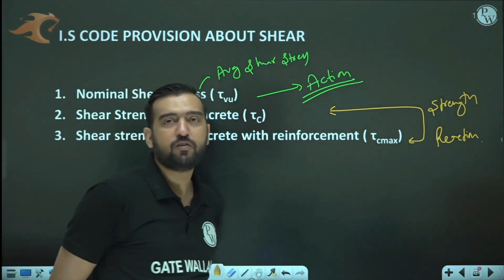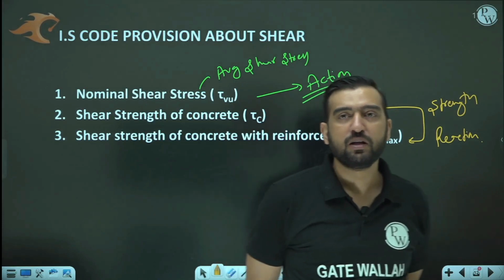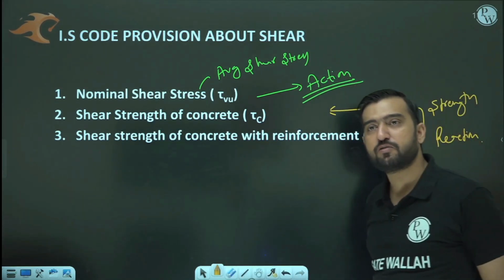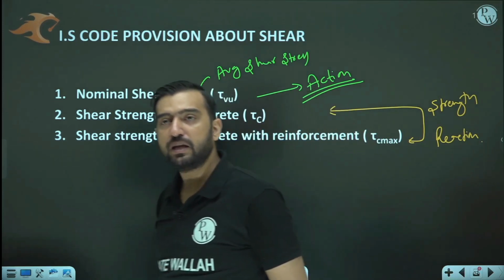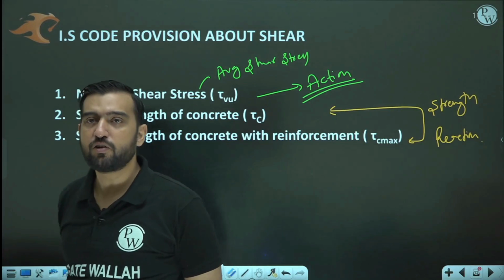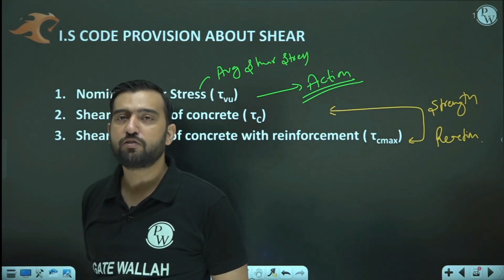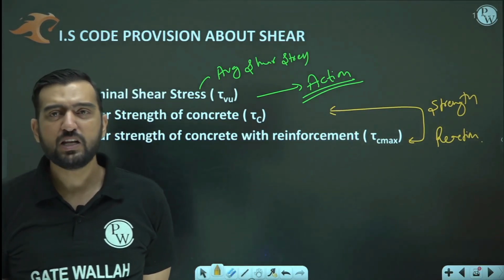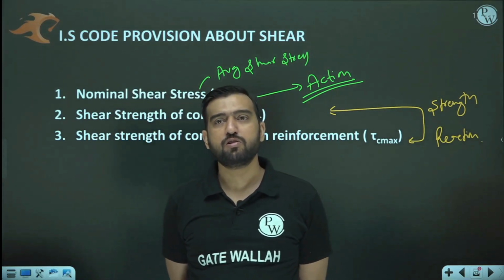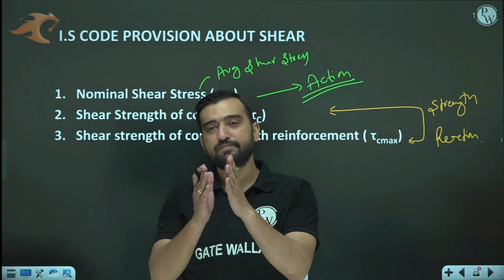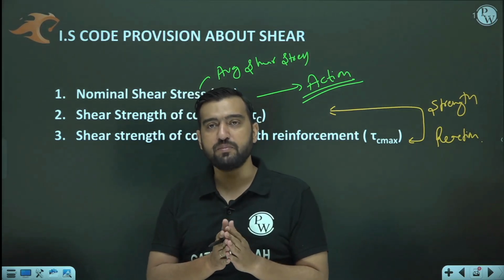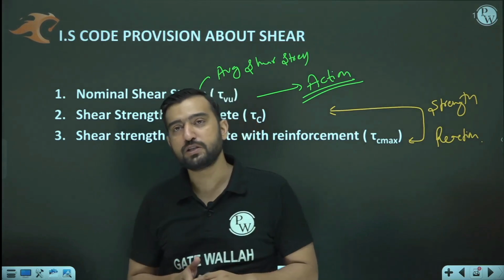Normally, if we want to know whether we are safe or not, we directly compare the action versus the reaction. But here the reactions are two: shear strength of concrete and shear strength of concrete with reinforcement. So first of all, we have to see that. Shear strength of concrete is also known as that level beyond which shear reinforcement is needed, beyond which precautions for shear are needed.